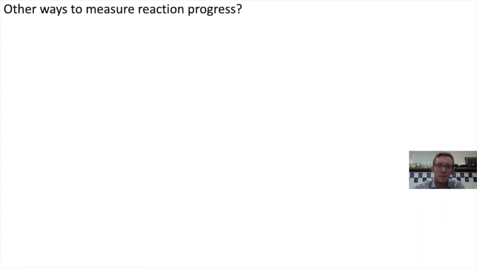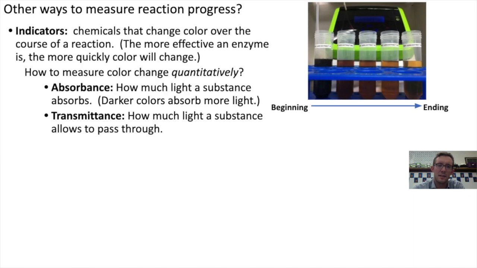But biologists can measure the rate of reactions indirectly too. For instance, the progress of some enzyme reactions can be measured with indicators. That is, chemicals that change color over the course of a reaction. And so the more effective an enzyme is at speeding along a reaction, the more quickly a color change associated with that reaction will occur. And you can kind of see the various stages of a given reaction over here. You can watch as the color changes from the beginning of the reaction to the end of the reaction over time.